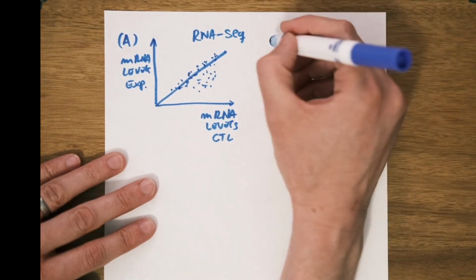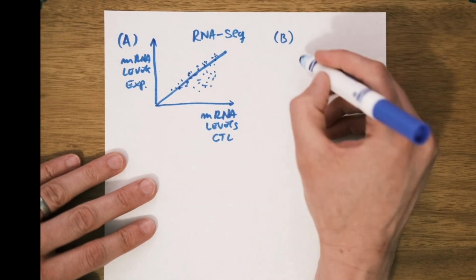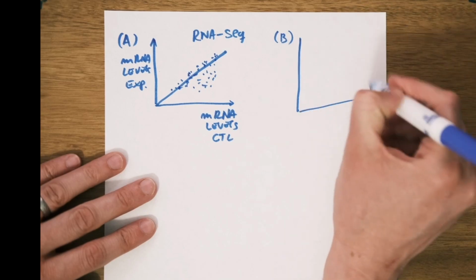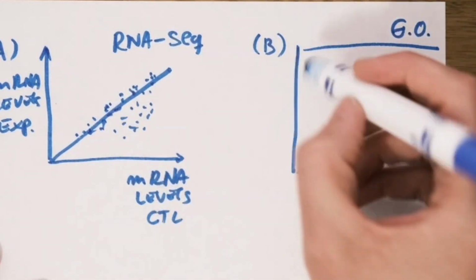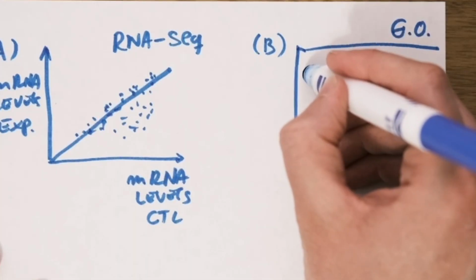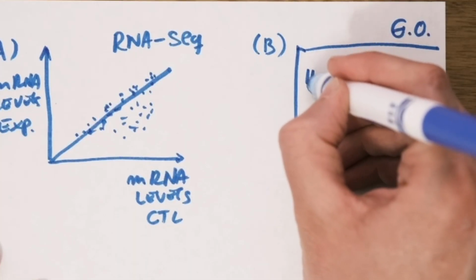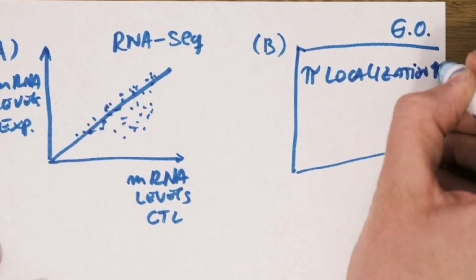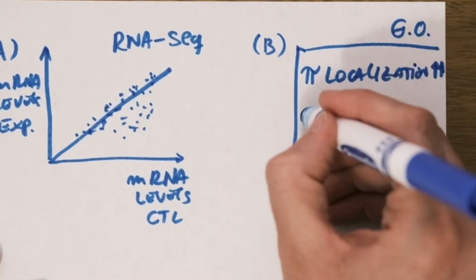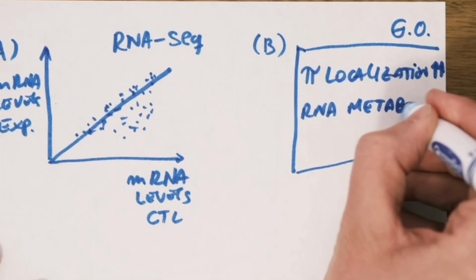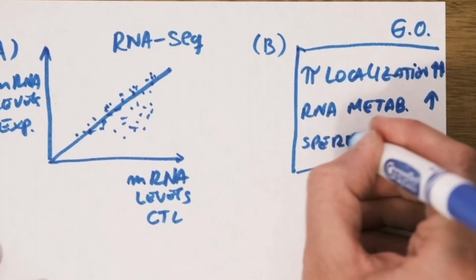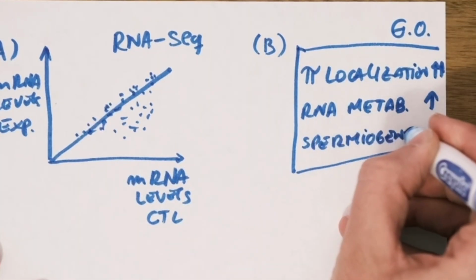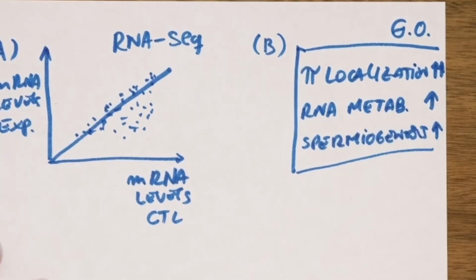So a second experiment that we did was, for example, a gene ontology, GO, and we found that from this bunch of downregulated genes, the most enriched term is protein localization, and this is going up significantly. Then we can have RNA metabolism, this is going up, and then we can have something like spermiogenesis, also going up a little bit.